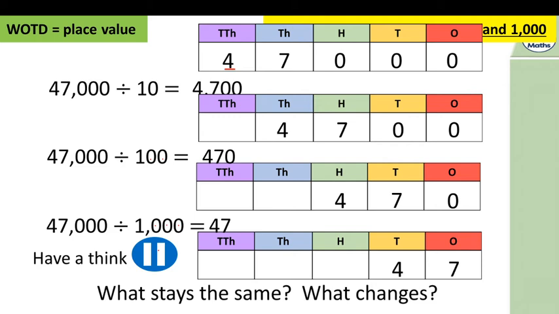Okay, let's just have a quick think about what stays the same and what changes. So what digits stay the same throughout and what changes. So have a pause, have a think about that. Okay, so what stays the same are these 2 digits, 4 and a 7, you've always got them. But what changes is that they change their place value columns. So the value of those digits changes when you're dividing by different amounts.